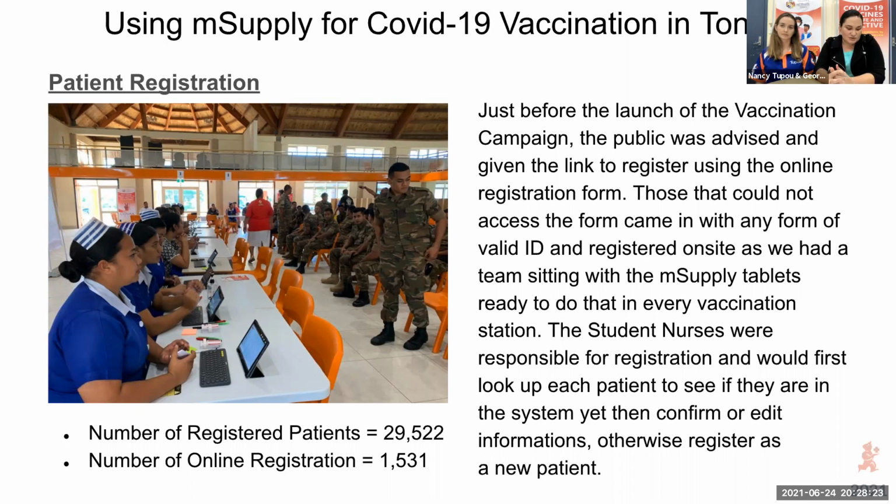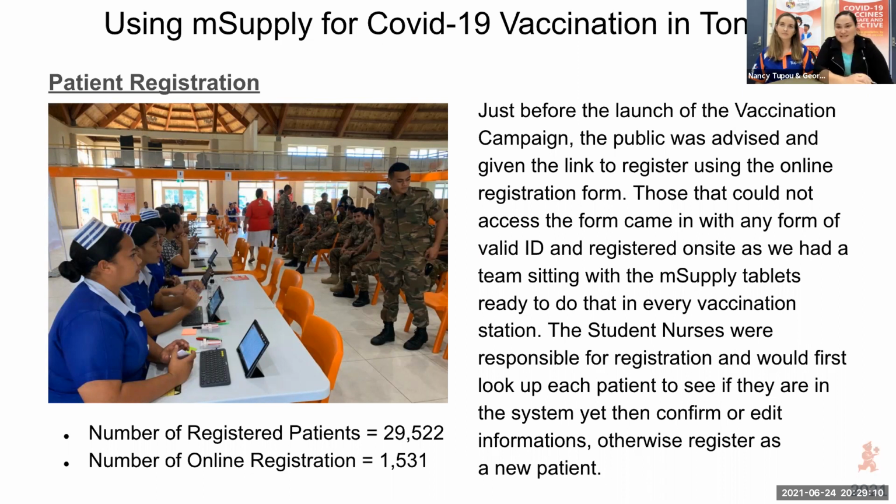At the end of our first dose, we had a total of 29,522 patients registered altogether, and 1,531 of those used the online registration form. We had thought that we would have a higher intake on the online registration, but this did not work well for us for the first dose. So we decided that we'll just go ahead with registering on site with our second dose, which we started today with our rollout of the second dose.